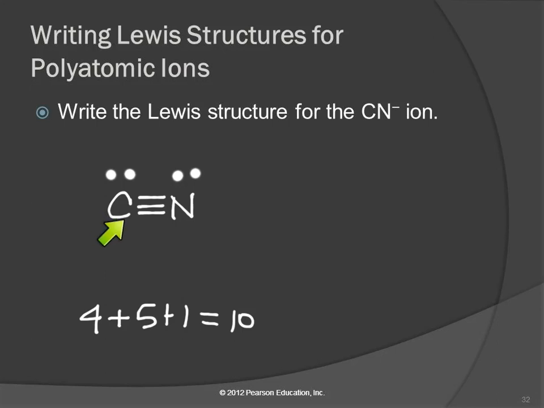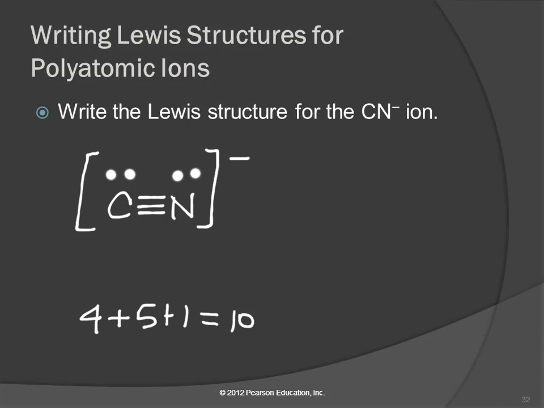And now each of these has an octet. 2, 4, 6 from the triple bond, and 8, 2, 4, 6, and 8. Everybody gets an octet except for hydrogen. Then this is an ion, so we're going to put brackets around it and put the charge on the outside of the bracket. That's just a convention.